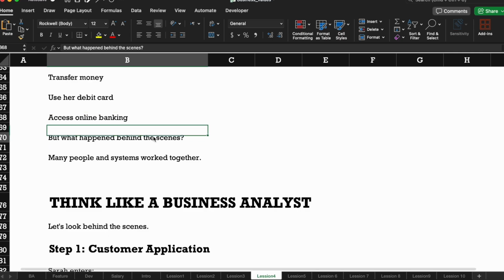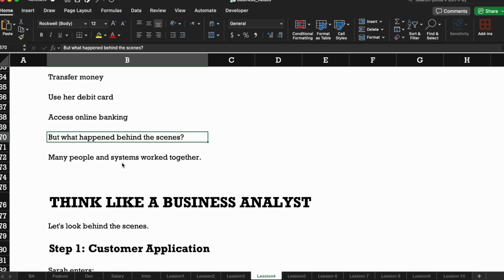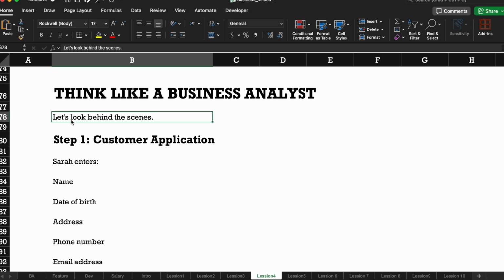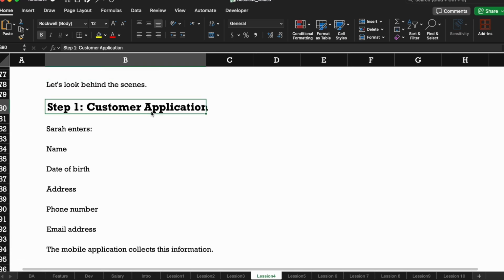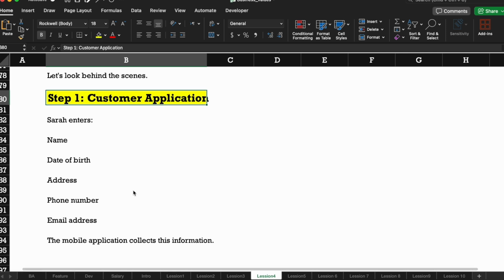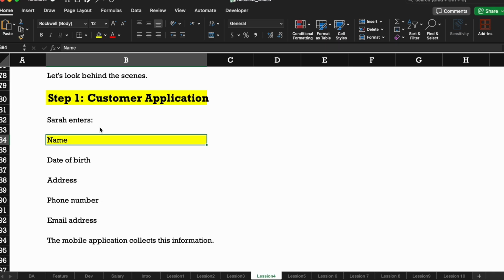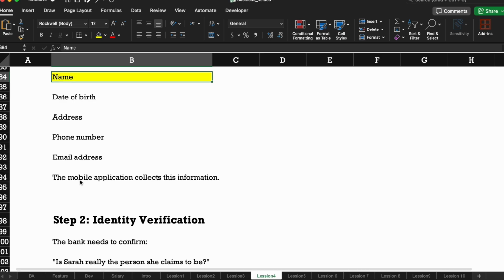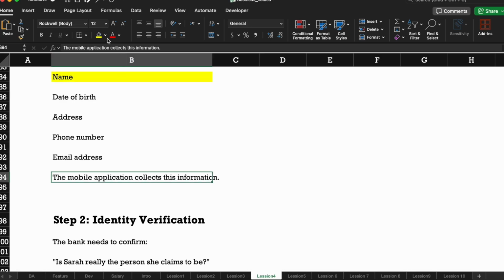But what happened behind the scenes? Can you tell me? Many people and systems work together, right? So think like a business analyst here. Let's look behind the scenes. Step 1, customer application. We are breaking down the process, what happened in order to provide an account number to Sarah. Sarah provides this information: name, date of birth, address, phone number, email address. The mobile application collects this information.